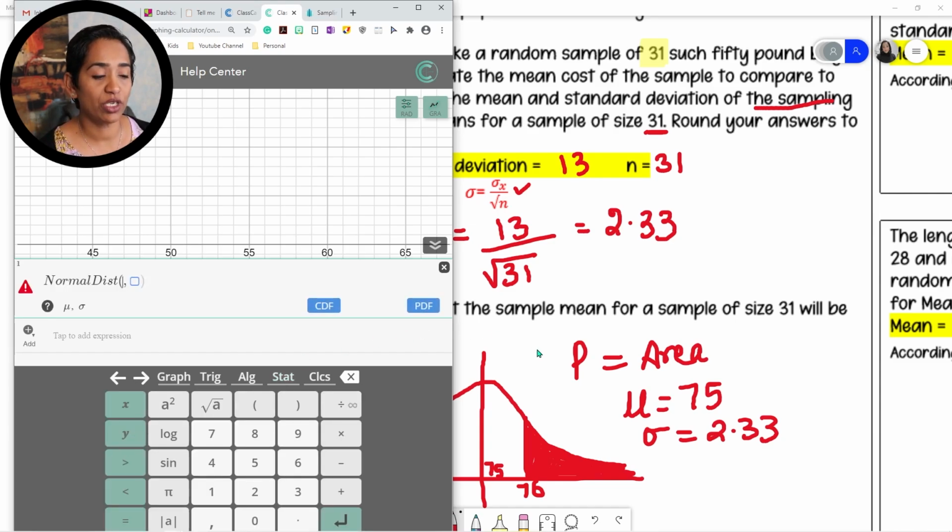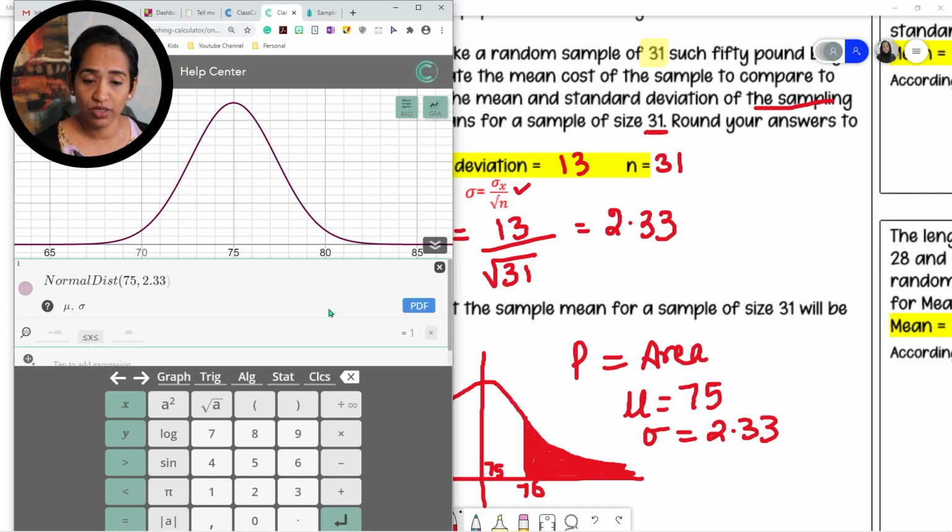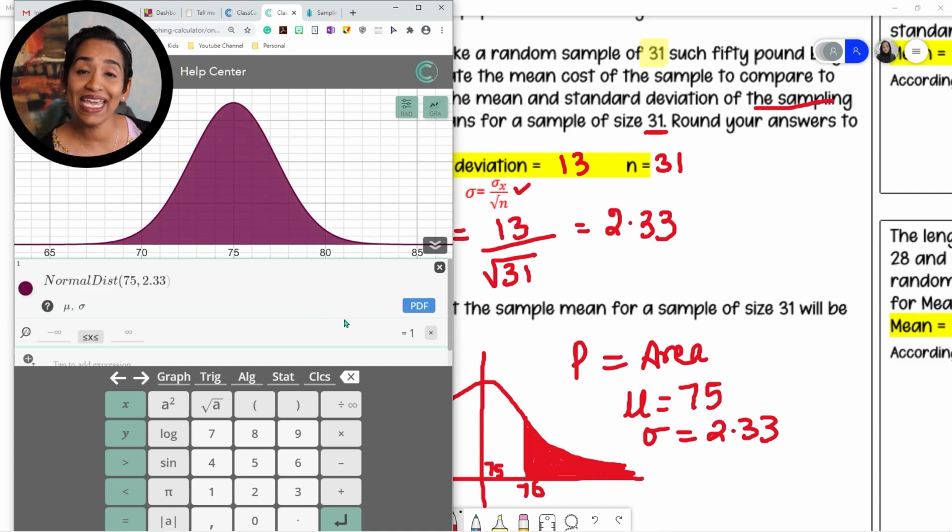Once I get to the normal distribution, what is my mean? My mean is 75 because that's what it's given. What's my standard deviation? You calculated that, 2.33. What are they asking me? Where is my curve? There you go. That's my curve. If you don't see the curve, click on that little wiggly thingy. The curve is going to come up. And I want to find the cumulative distribution. So I'm going to go ahead and click CDF.